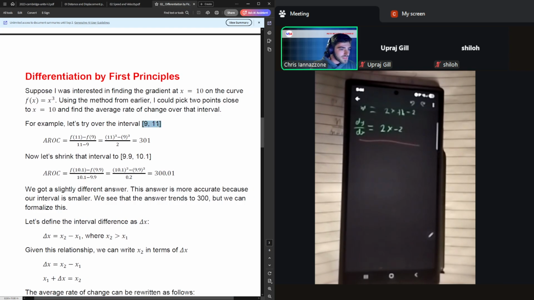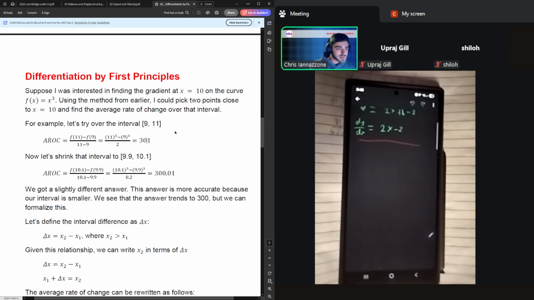From there, one thing you could do is do one value either side. You could do the average rate of change from 9 to 11. That's going to get you 301. If you want to be even more accurate, you do less decimal places, 9.9 and 10.1. So now you're doing 0.1 as a gap rather than 1 as a gap. Do your equation once again. Oh, 300.01. That's pretty cool.